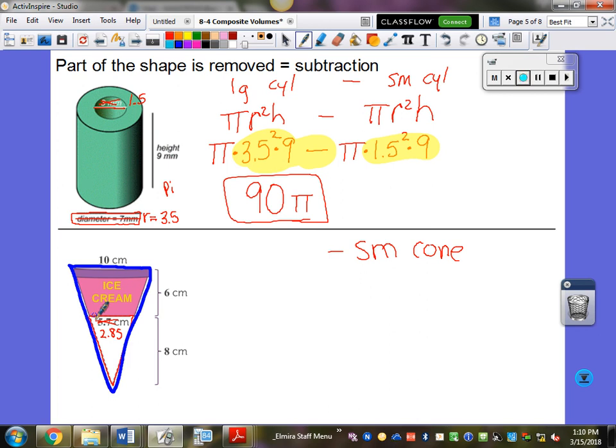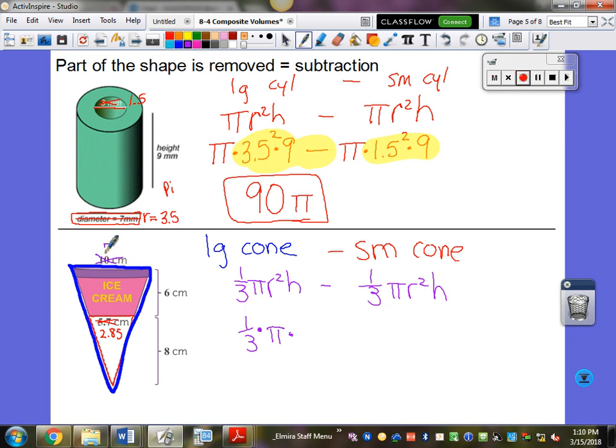Okay, so we've got the large cone minus the small cone. Cones have the same formula, 1/3 pi r squared h minus 1/3 pi r squared h. So now we're going to sub in the large cone, 1/3 times pi times now r. 10 for the large cone represents all the way across. I don't want that. I want just the radius.